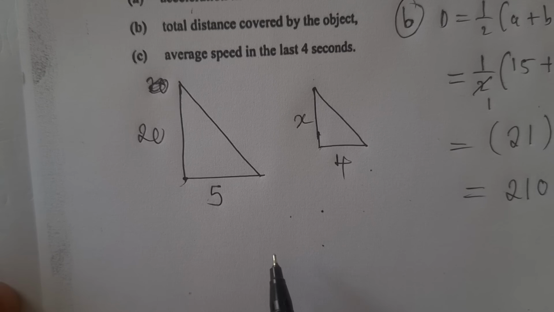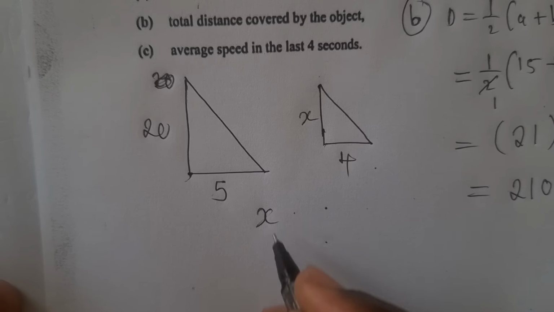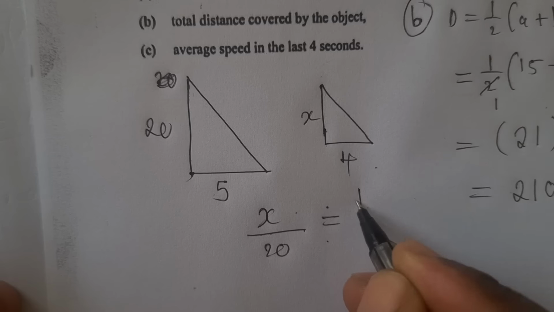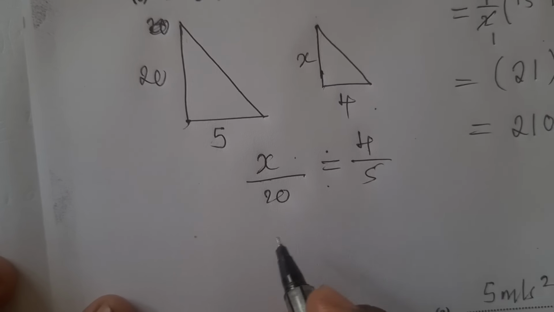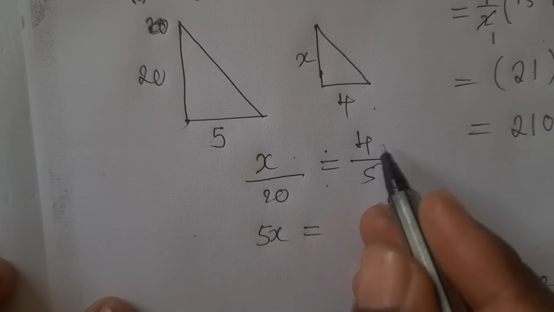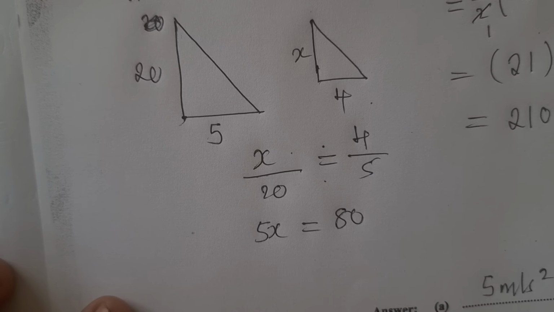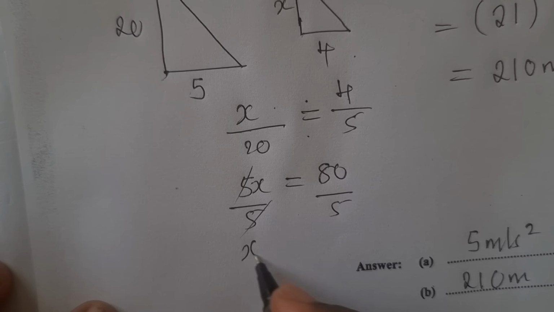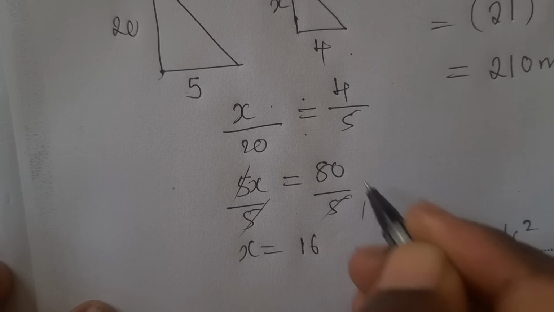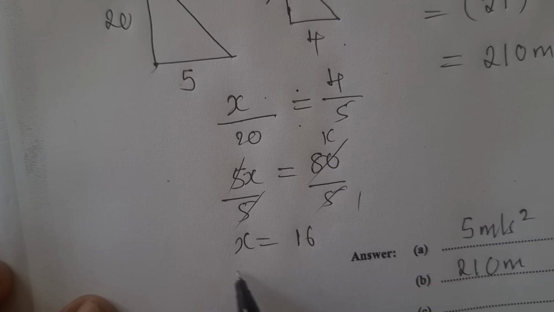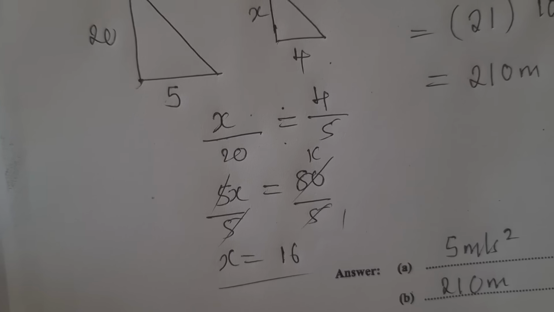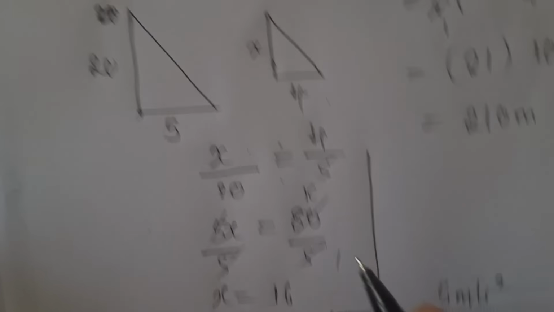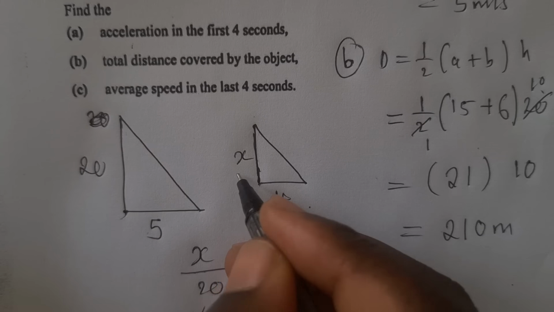So use the idea of similarity and congruence. So x over 20 is equal to 4 over 5. So you cross multiply, you're getting 5x is equal to, when cross multiply here, you're getting 80. Divide by 5, this and this will go, x will be equal to 16. 5 into 5, 1 into 80, it's 16. Okay. So once we find this value of x, we know that now this triangle has got 16 here.